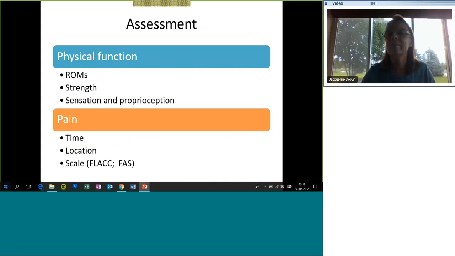It is also important to assess the pain the child has, including how long he has had it, where it is located, and how much it is using a pain scale, which in young children you can use the FLACC scale, or in older children, you can use the FPS scale.